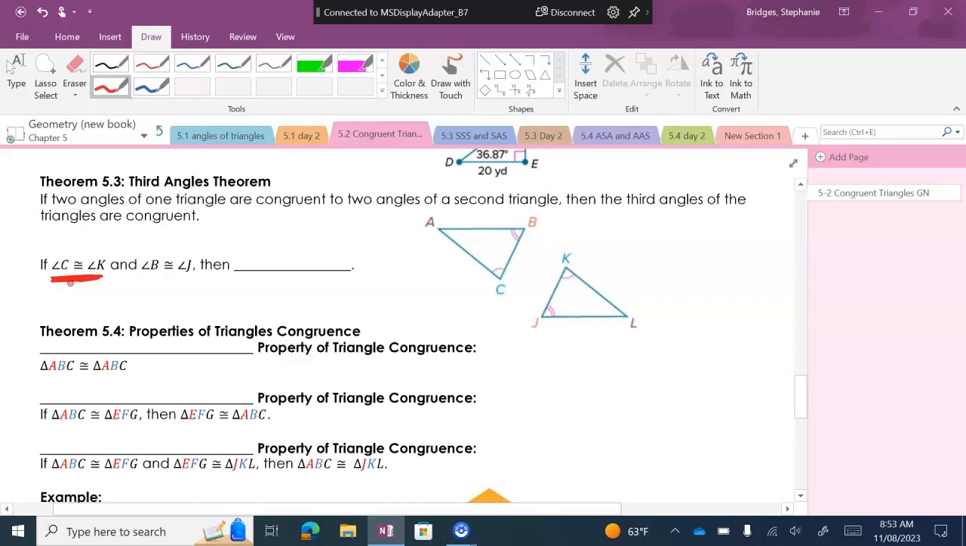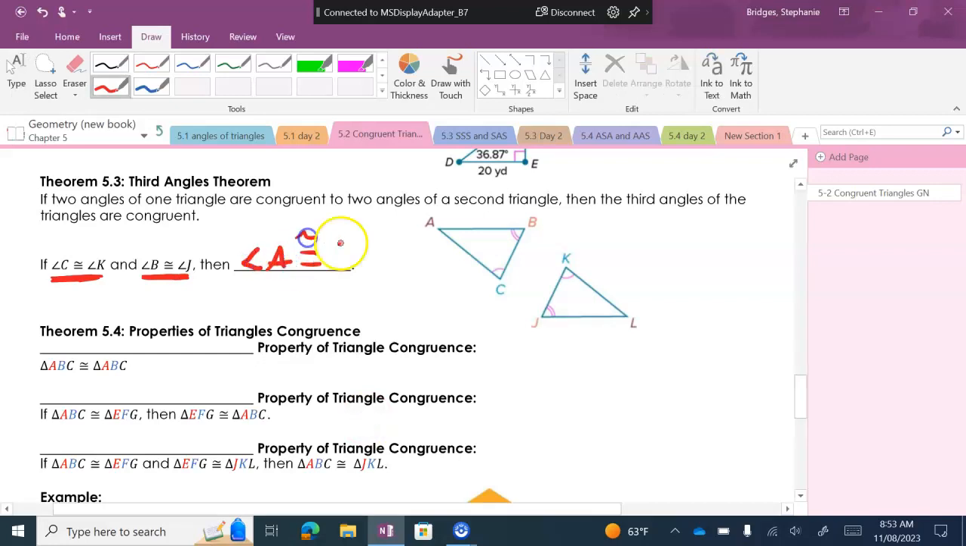and then in the top one, what is marked with two congruent markings? B, and two congruent markings in the other triangle is J. Okay, so then it tells that here. So if C and K are the same thing, and B and J are the same thing, then it makes sense that those remaining angles A and L would have to be the same measure as well. That's what this is saying.